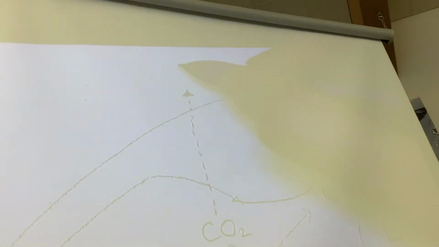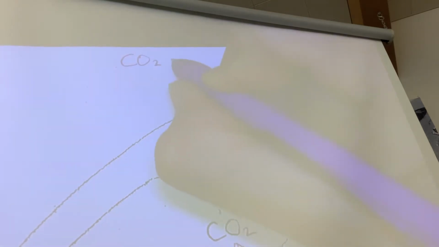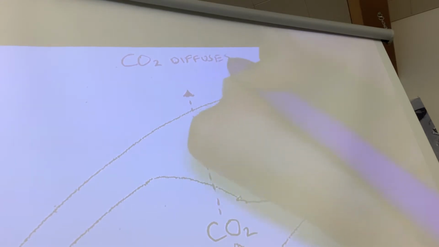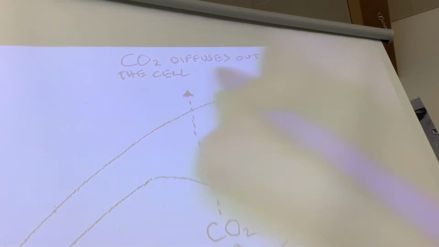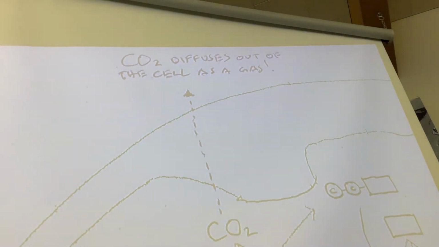So I'm going to write a little note up here so I don't forget this: CO2 diffuses out of the cell as a gas. So CO2 is diffusing out of the cell as a gas.